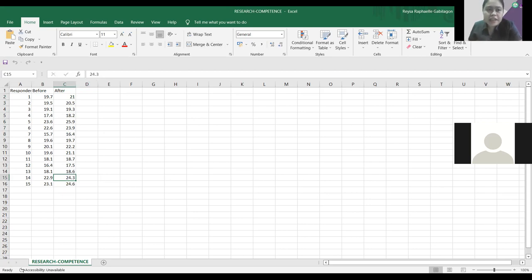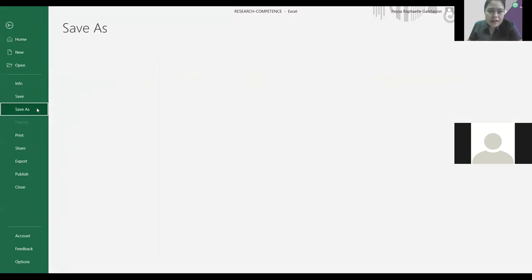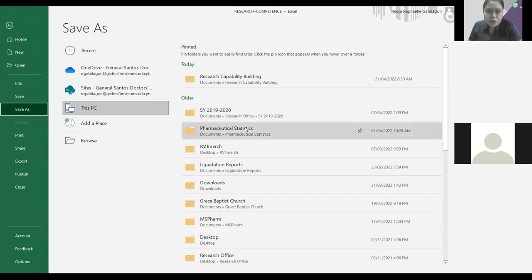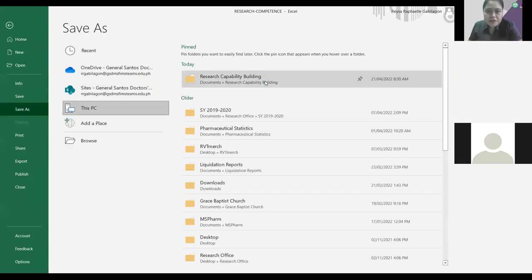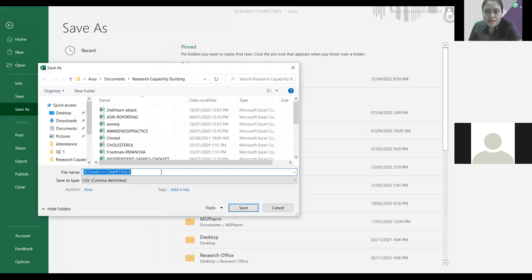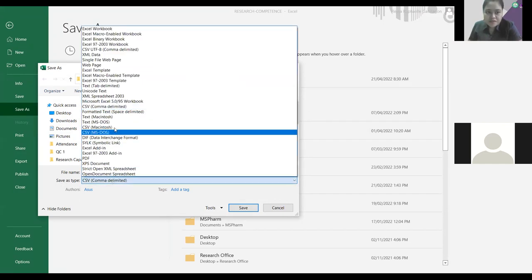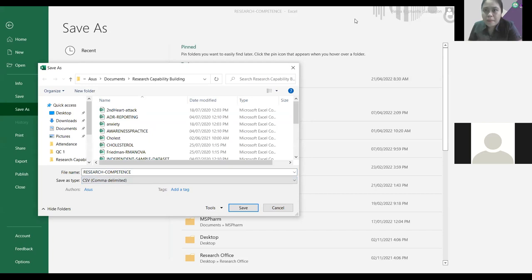And then do not forget that JASP cannot read Excel format files. So do not forget to save your file in CSV format. Otherwise you navigate in your JASP software and you cannot see it. So take note of this: save as type CSV. That is the only one that our JASP can read, okay?